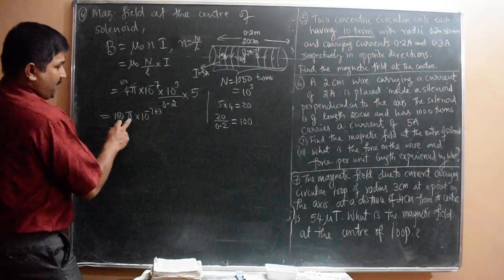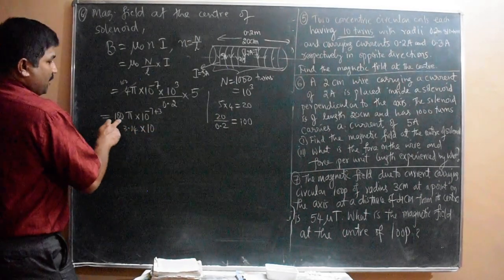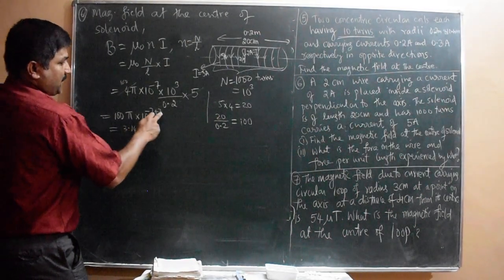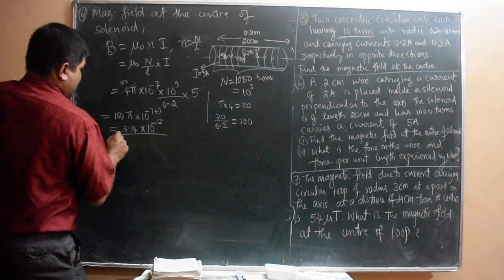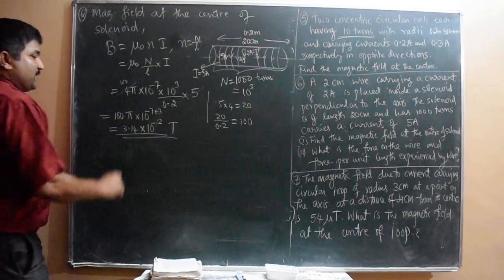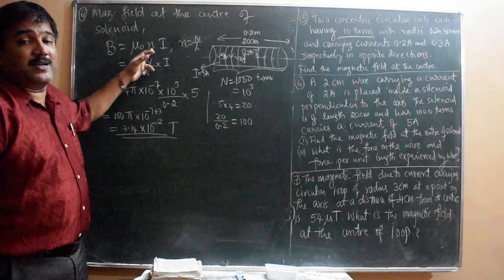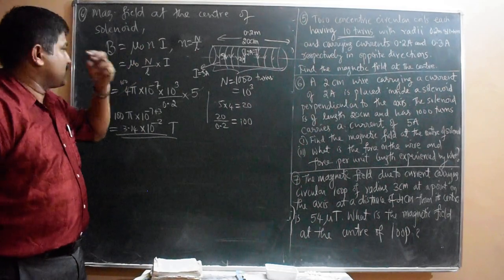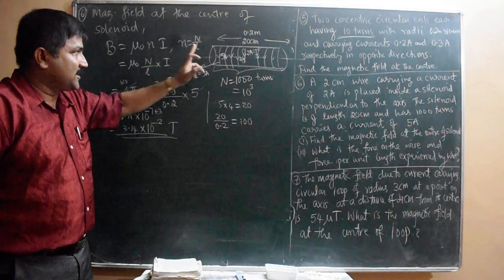Now this number is pi, 3.14, into 10 power how much? Here 10 power plus 2 is there, so plus 5 minus 7 is minus 2. So this is the magnetic field at the center of the solenoid: mu naught into small n into I, where n is the number of turns per unit length, which is the total number of turns divided by the length of the solenoid.